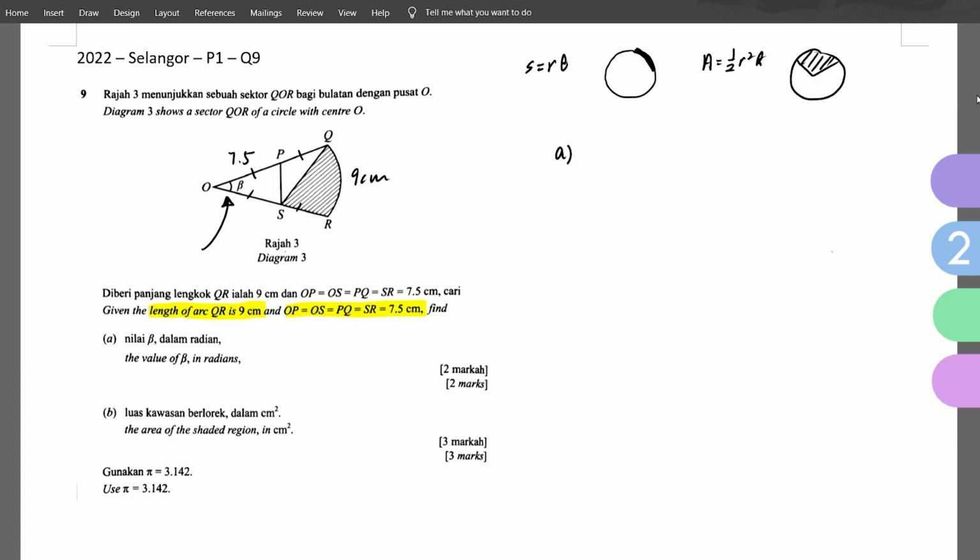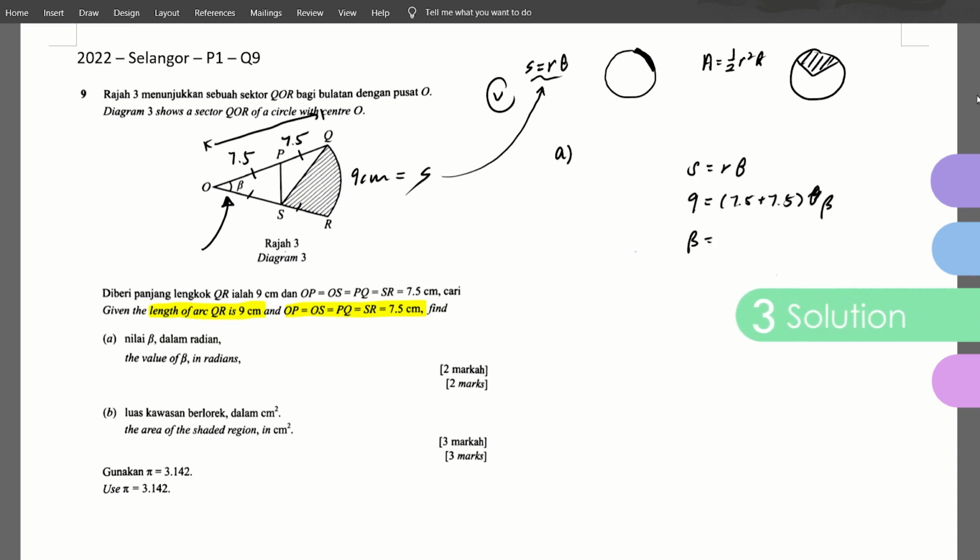So let's move on to step 3, which is to find our solution. So the solution would be this formula. Wait, why is it so? Because according to the diagram here, this 9 cm is actually our S. So we can actually sub this information into this formula to get our theta. So your theta here is 0.6 radians.